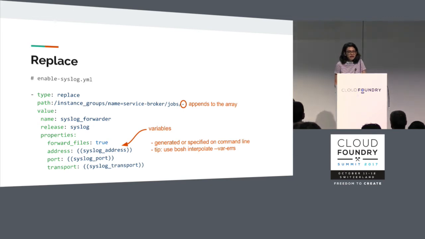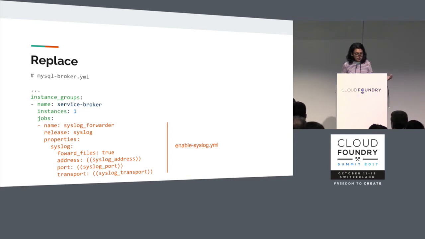And one tip that I have for this is, whenever you're running bosh deploy or bosh interpolate, to use --var-errs. This will actually catch any variables that haven't been interpolated or filled in. Because what ends up happening is that if you forgot to specify syslog address, it would just show up as the string parens parens syslog address in your manifest, and you wouldn't find out until that variable is actually getting exercised maybe somewhere in the deploy. So enable syslog is just going to come in here and shove this information into the jobs array, which is nice.